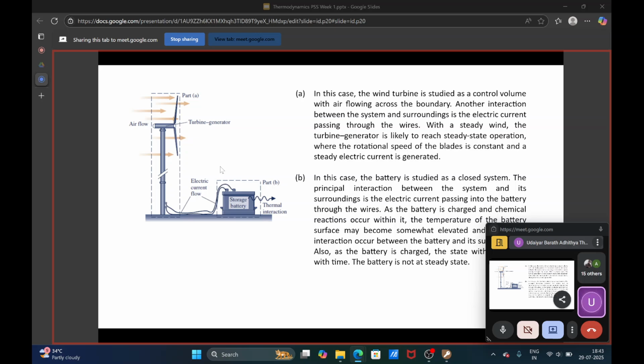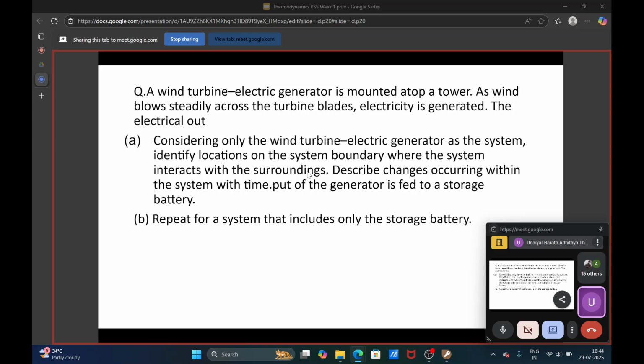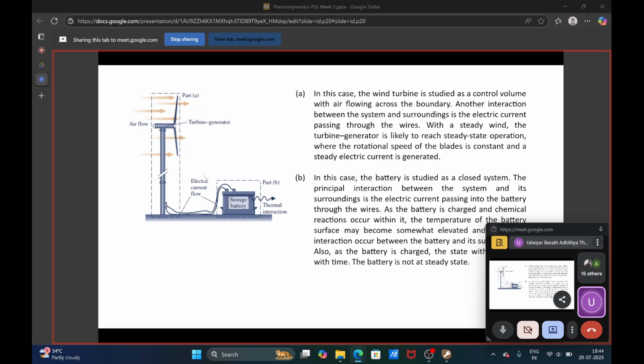So the second case is when you have a battery as well as a system. So here what happens is you have the same air which is coming in, so that's one interaction, and second is whatever energy current is coming in, it is stored in the battery. So now the battery is not a separate system. Okay, only the battery. The second is only the battery, not this.